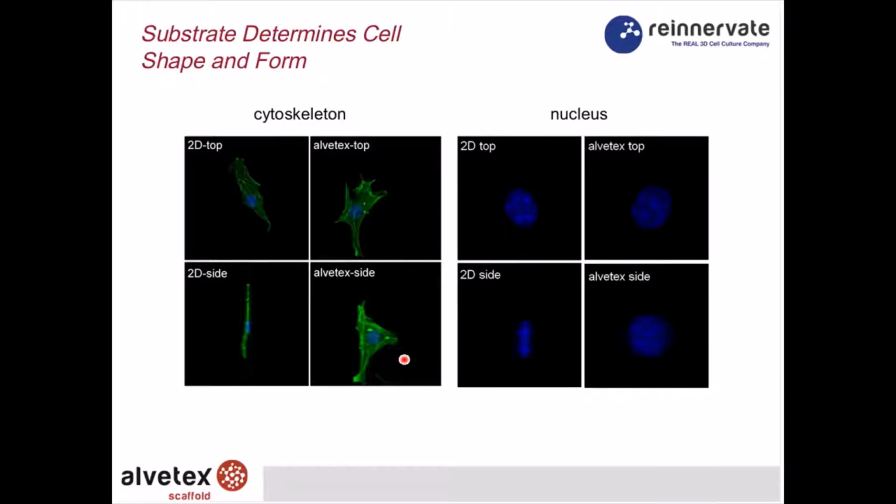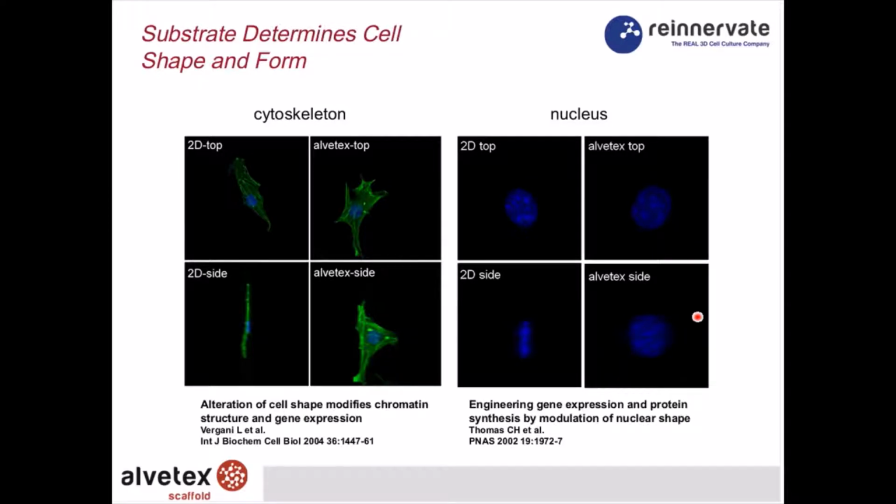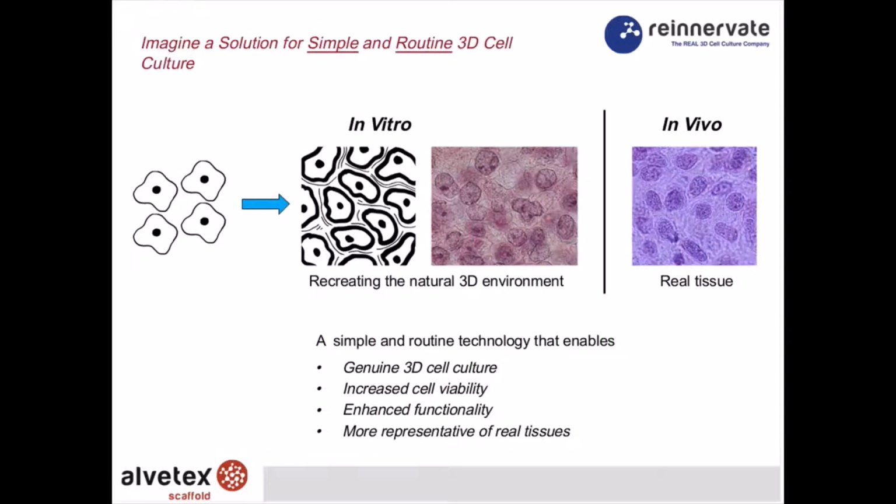Similarly, organelles in the cell, such as the nucleus, are also changed in structure. And here we see how in 2D the nucleus is very flattened, and in 3D it maintains its spherical shape and form. And in the primary literature you'll see many examples of where alteration of the cell shape influences gene transcription, protein translation. So this is a phenomenon which has been known for a long time. So we're trying to prevent that shape change from occurring when growing cells in the laboratory.